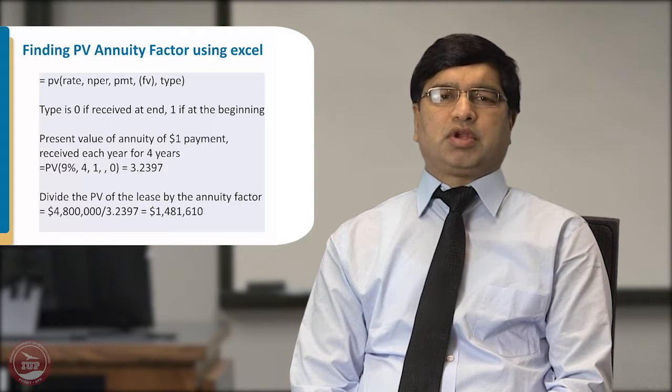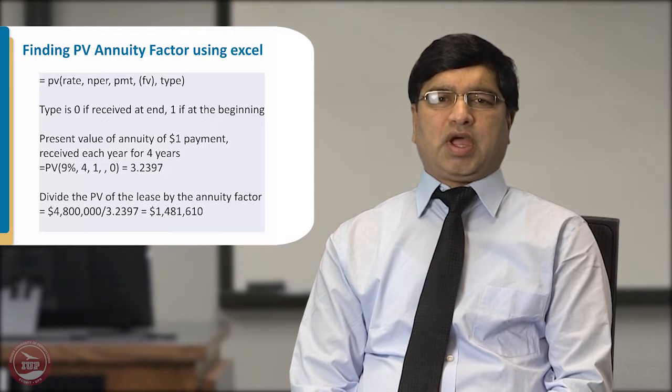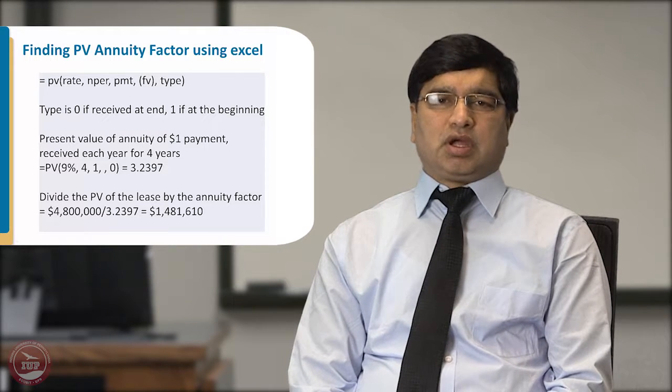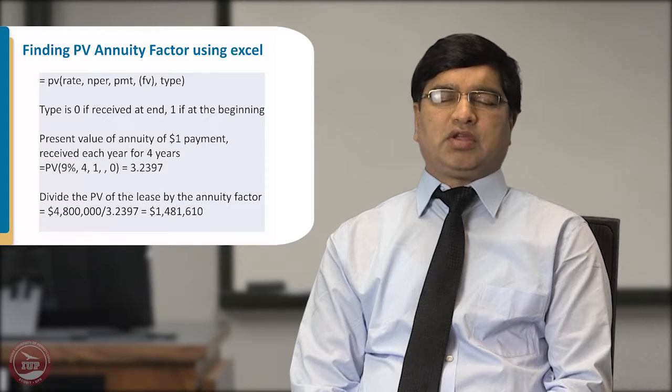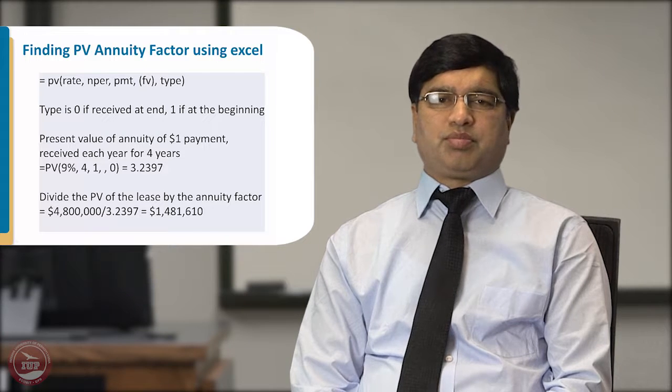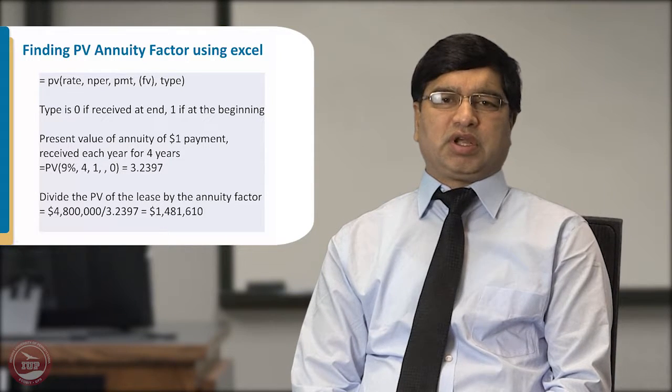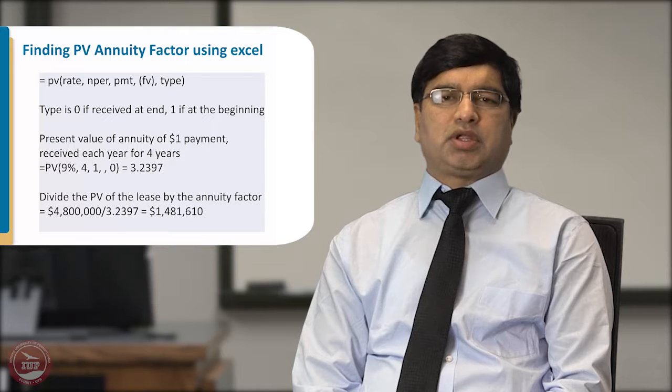When you find the present value of $1 for 4 periods, it will give you the present value factor of 3.2397. That is the same number you will get when you look at a present value of the annuity table under 9% for 4 periods. This represents the present value of $1 received at the end of every year for 4 years, given the discount rate is 9%. The present value of those 4 payments together is 3.2397. So now you can take the present value of the lease, which was $4,800,000, and divide it by the present value of the annuity factor, 3.2397, to get an annual lease payment, or the periodic lease payment, of $1,481,610 in this case.